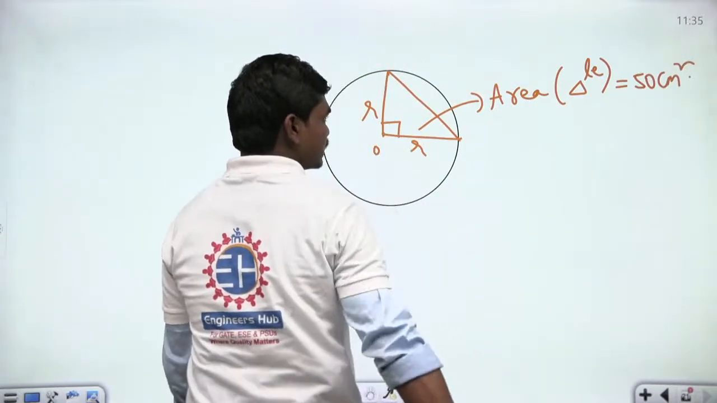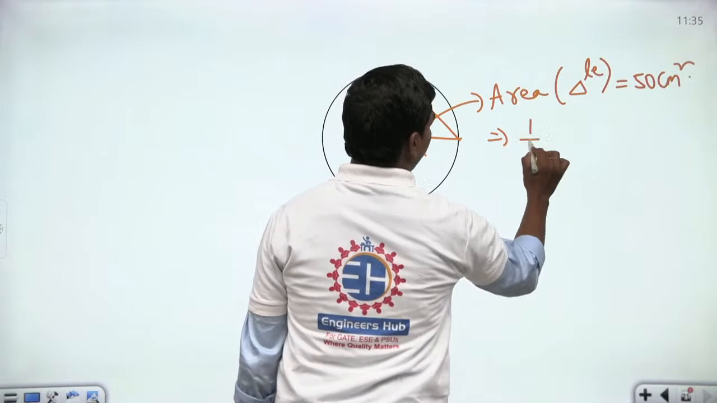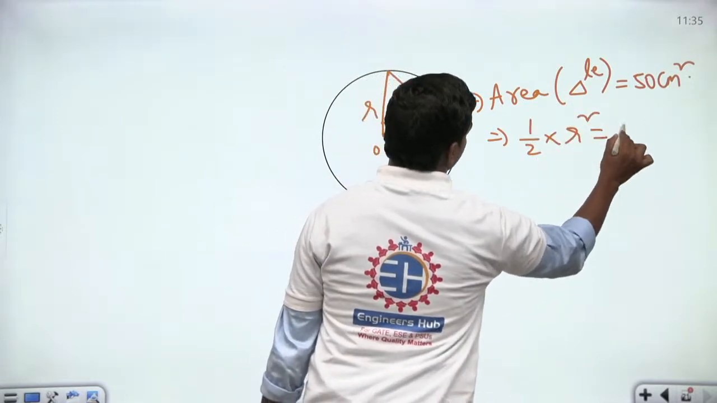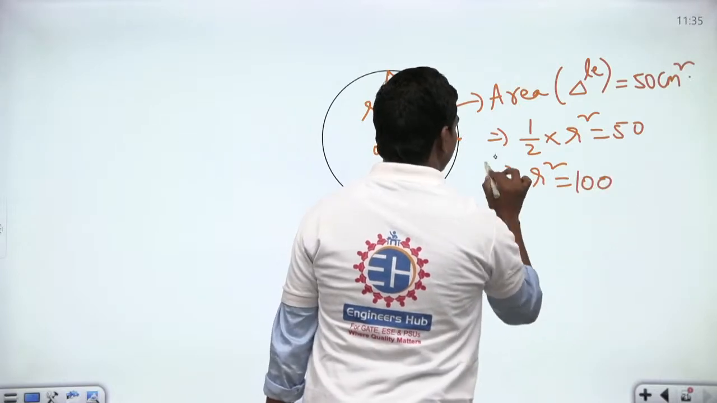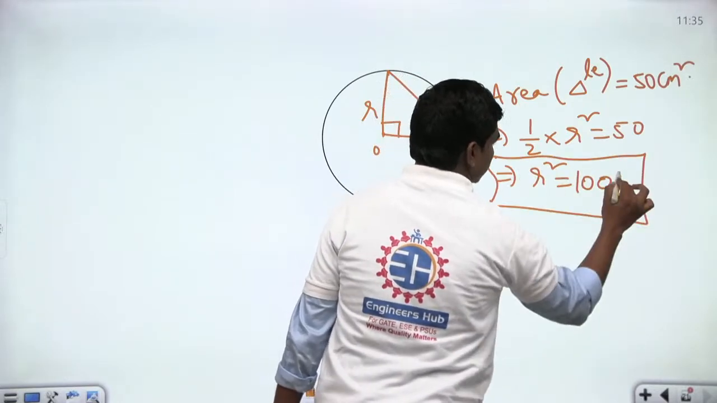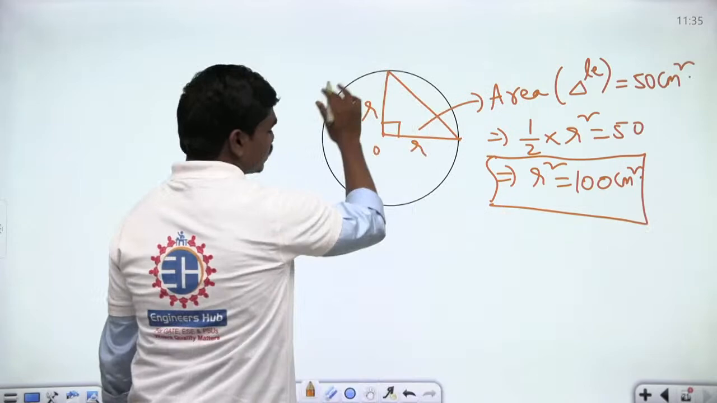If this is a right angle triangle, then definitely the area of this triangle is half times r square, which is equal to 50, which implies r square is equal to 100. So this is what we have. Let us keep this in centimeter square, of course. Then what is the area of the circle?